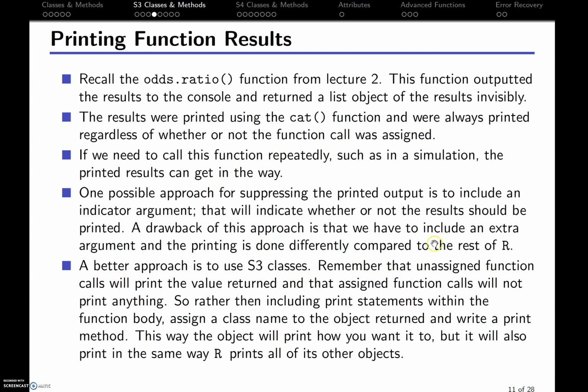Another approach is to define an S3 class for the function. So remember that an unassigned function call will print the value returned, and that assigned function calls will not print anything. So rather than including the print statement within the function body like we did in the first attempt at defining this odds ratio function, we're going to assign a class name to that function and then write an associated print method. This really is the way functions are typically written if they're going to be distributed within R.